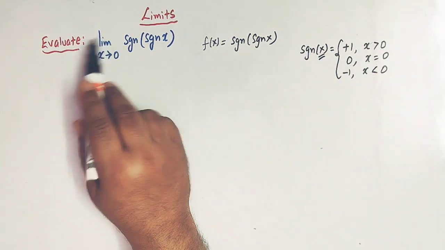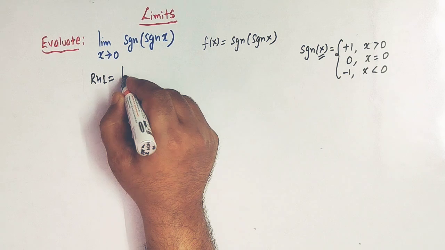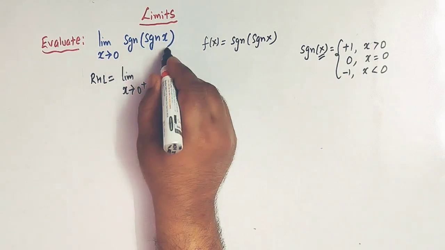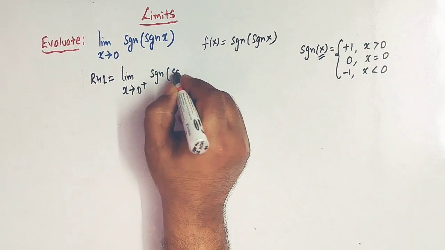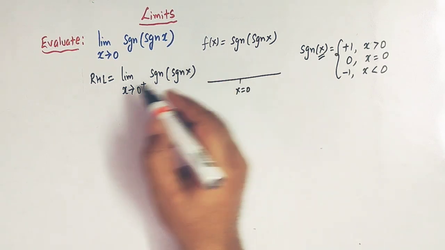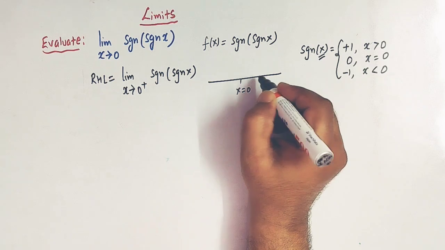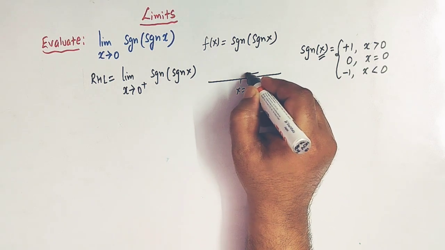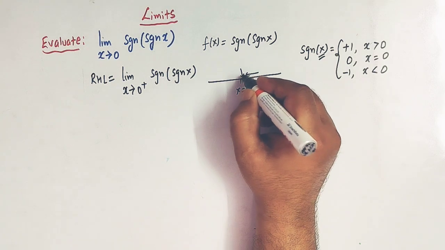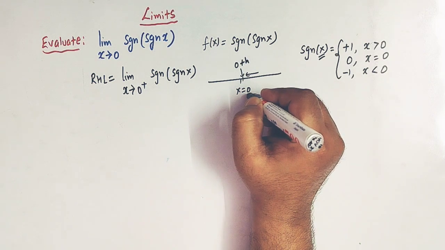So now let us first find the right hand limit. For the right hand limit, the notation is the limit x tends to 0 with a positive sign, and we'll write this function, signum of x. Now see, here we have x equal to 0, and when we find the right hand limit, it means we are approaching x equal to 0 from the right of x equal to 0. So towards the right of x equal to 0, we have a point 0 plus h. This is the neighborhood of x equal to 0.